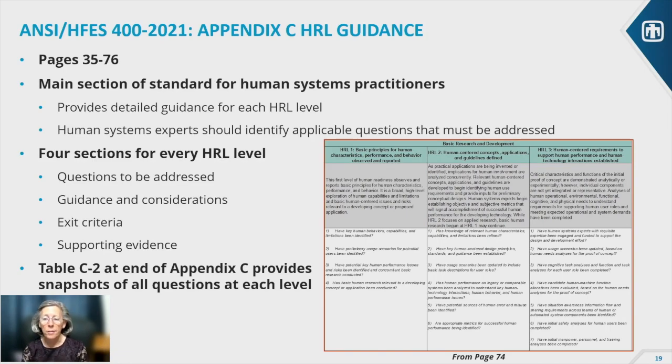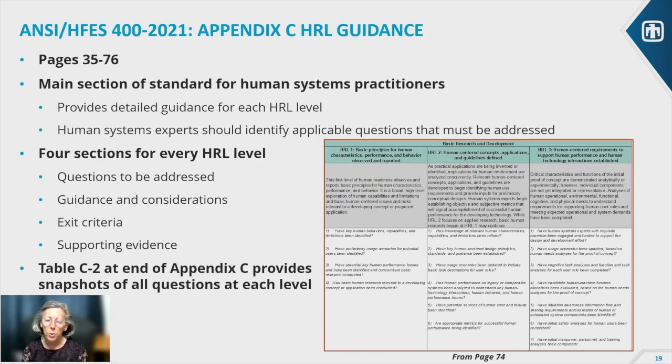Now, at the very end of the appendix, we put in this overview table. I've shown a little snippet here. It's on page 74. But this table shows each HRL level, and every single question is to be addressed at each level. We put it in, we had a request from the reviewers to put in something like this. Some of them actually wanted it to be a checklist, and we did push back on that because we did not want it to be a checklist.